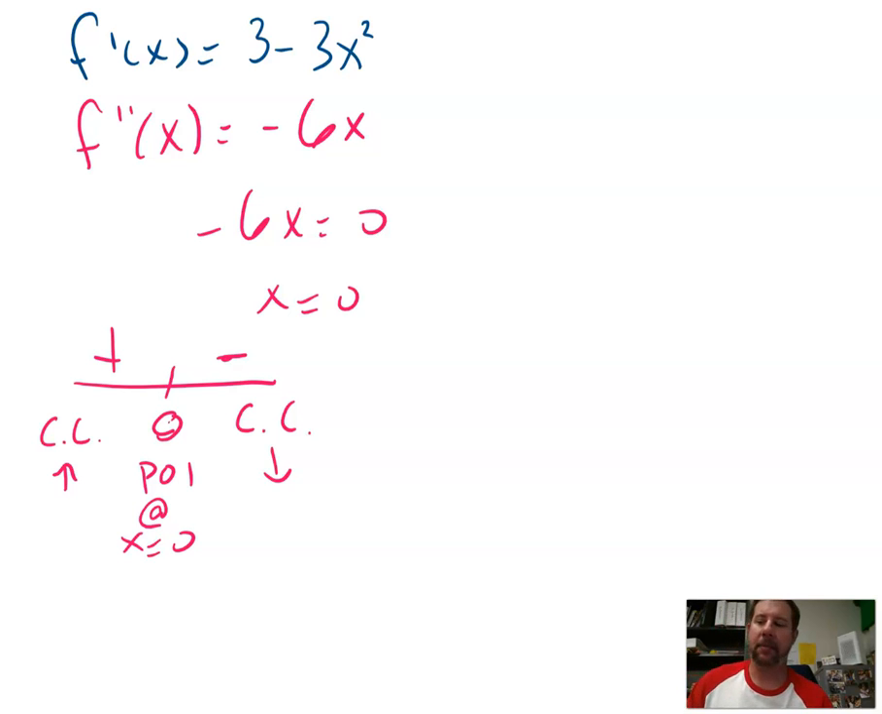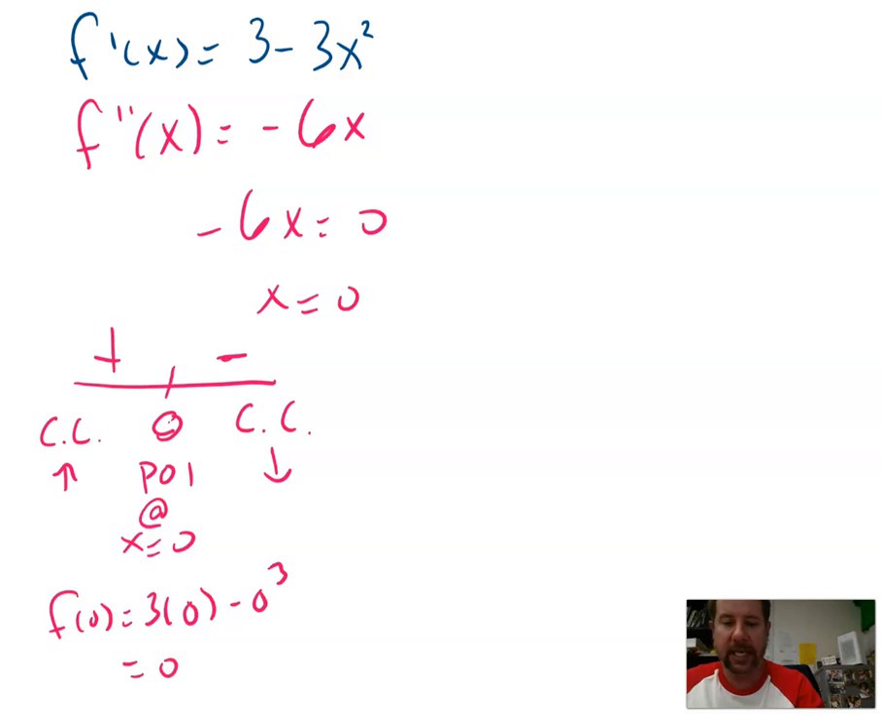And again, I could go back and plug this into the original function. I can plug it back into f. f of 0 is 3 times 0 minus 0 cubed, and we get 0. So 0, 0 is also a POI. Okay? All right, so now we've got all this information. We know about our x-intercepts, our y-intercepts, where it's increasing, decreasing, concave up, concave down. This is enough now for us to try to put together a sketch of this function.